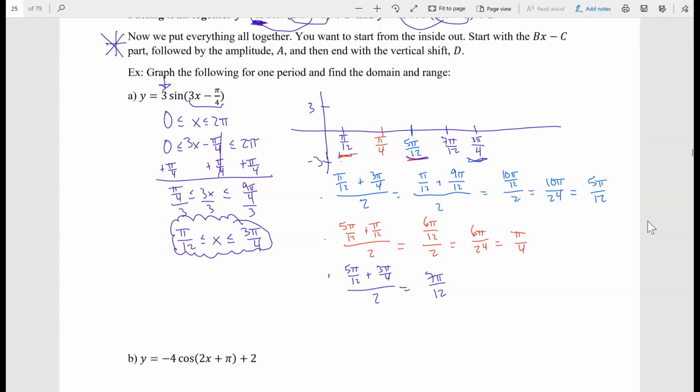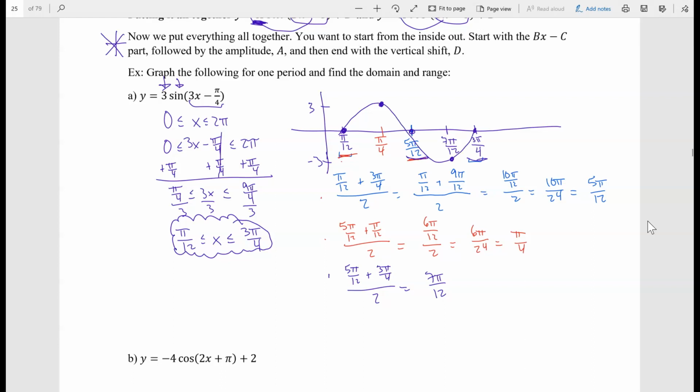So remember, sine starts at 0. So the first point is going to be 0. Then it's going to be up to 1, which in this case is now 3, then 0, negative 3, 0. So my graph kind of looks like this, since we're only looking for one period.